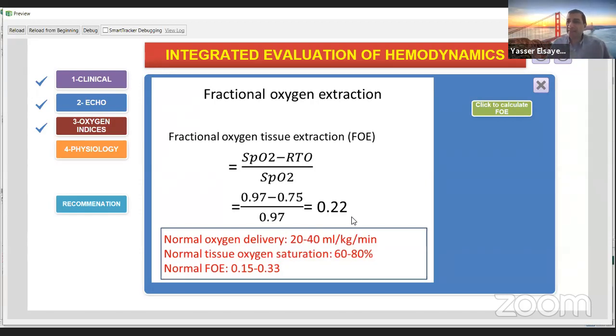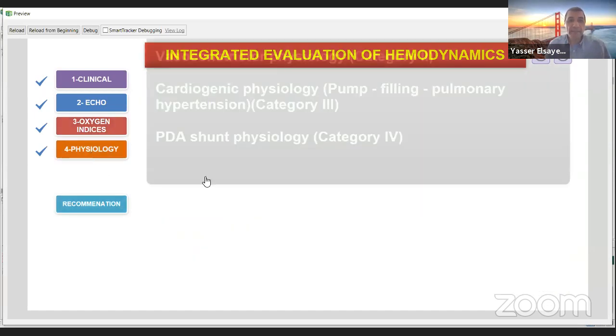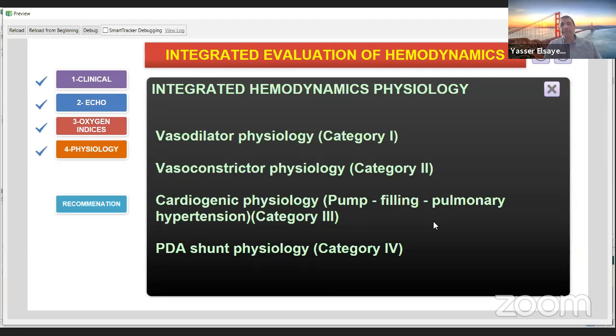So if you know that the extraction is already increased, we know for sure that the autoregulation has been exhausted and has been actually compromised. And also you can calculate the oxygen delivery, as we mentioned before. It is 20 to 40 ml per kg per minute. You need the cardiac output from the echo, you need the hemoglobin, and you need the oxygen from the pulse oximetry. And the physiology, now we'll come to the most important part, the 4 categories we mentioned about.